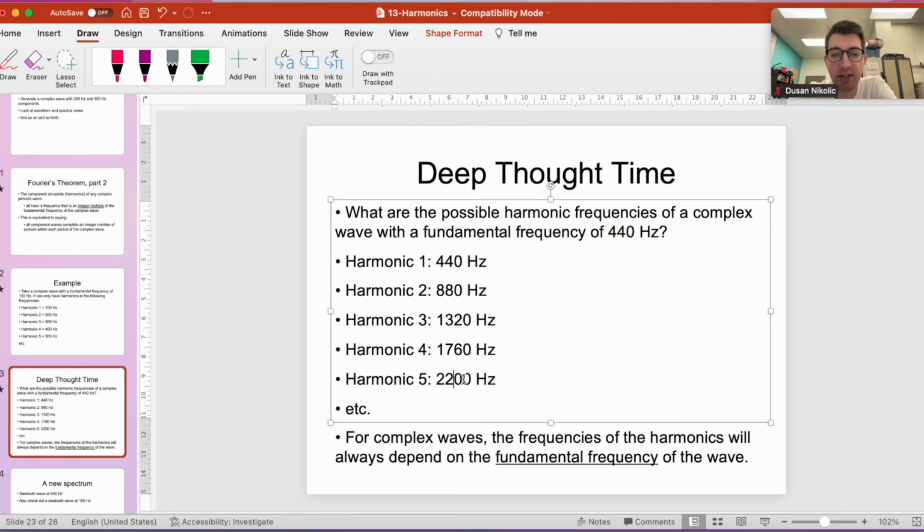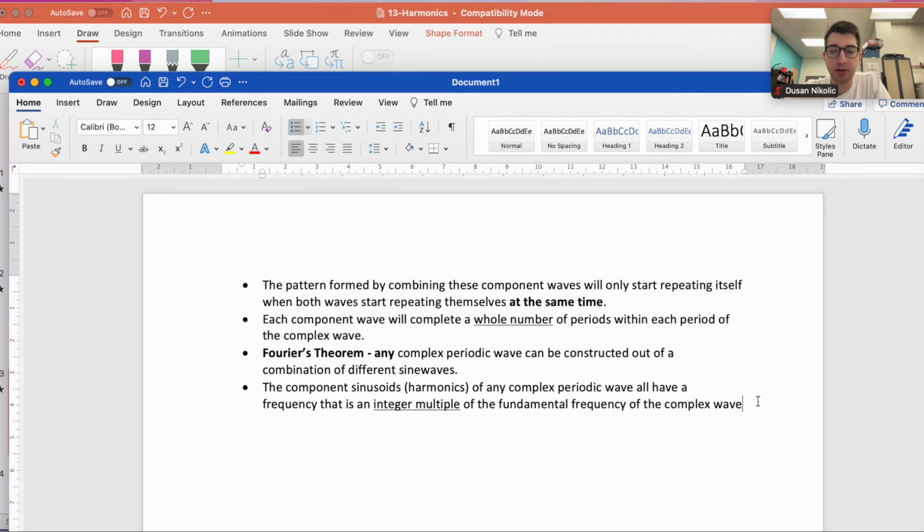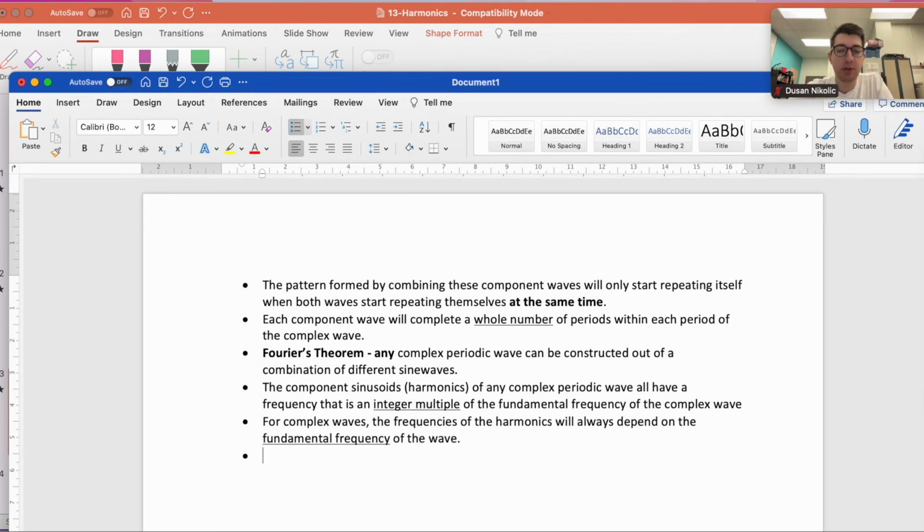And it's clearly visible. For complex waves, the frequencies of the harmonics will always depend on the fundamental frequency of the wave, right? Hopefully that's quite clear, because you cannot have 440 hertz and then have an 850 hertz harmonic, or a 980 hertz harmonic. No, you can't have that. That's the point of all of this, right?